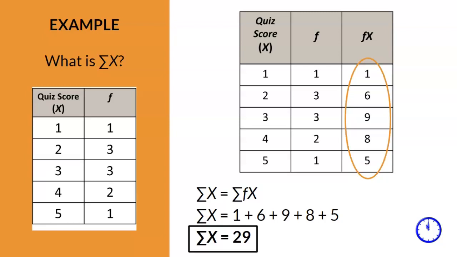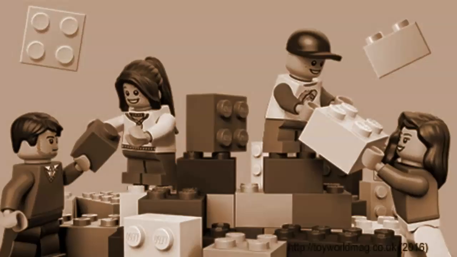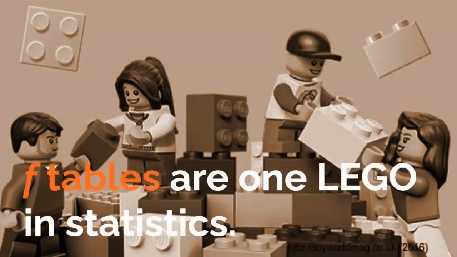Note that sum of x is the same answer for both method 1 and method 2, because each method is still asking you to calculate the same thing, sum of x. In summary, frequency tables are a feature of descriptive statistics, where we need to organize and summarize the data. Learning how to create an ungrouped frequency table is one of many important Lego building blocks needed to understand statistics.